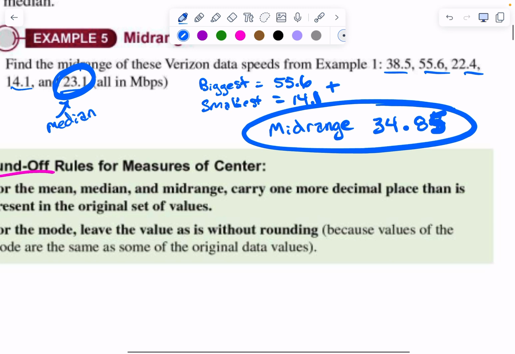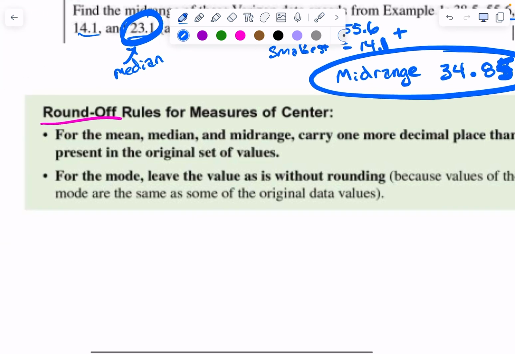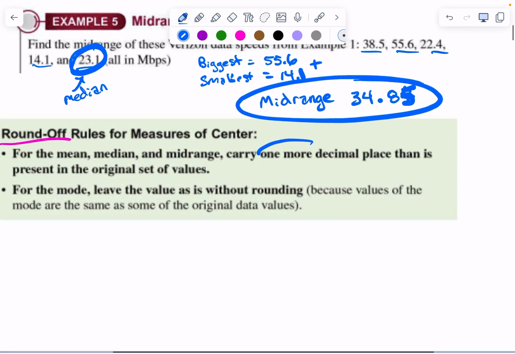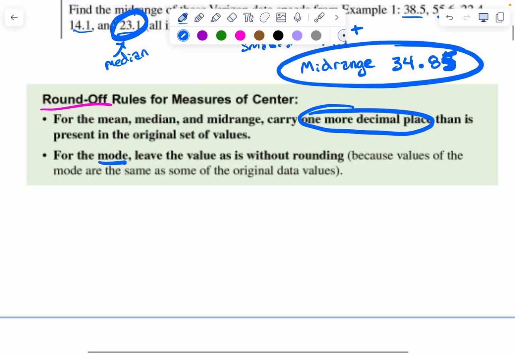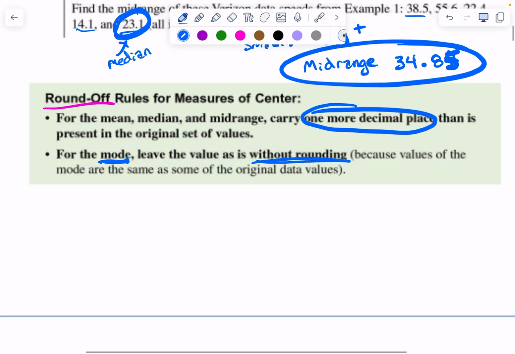Okay, what's the rule? One more decimal place. So circle that. When you do calculations, you carry one more decimal place. So the fact that this one has one decimal place means we're going to carry 2. What about the mode? If you get a 0, just have another 0? Except for mode. For mode, you're not going to have one more decimal place. The mode is just the mode, so you don't round the mode.